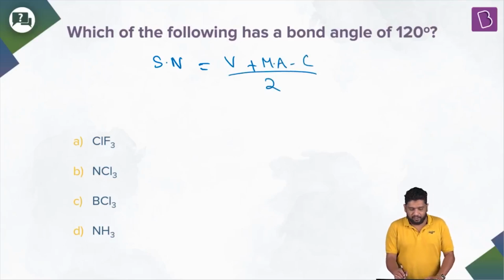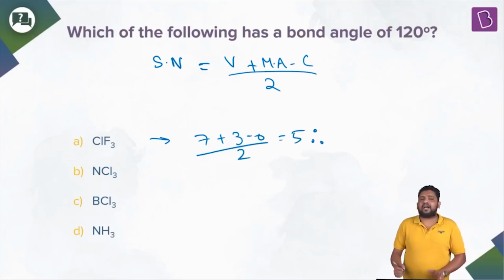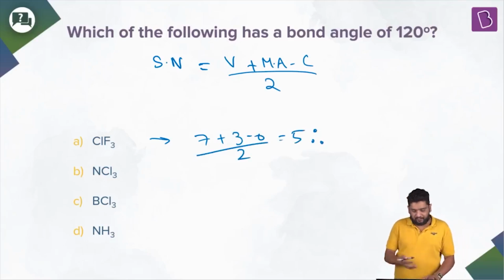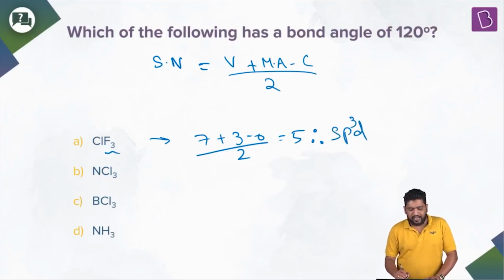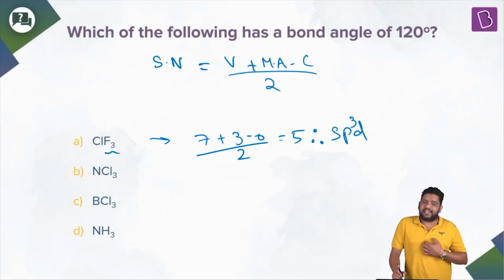This is the formula. So if I'm looking at the first one, steric number will turn out to be 7 plus 3 minus 0 divided by 2, which is equal to 5, which means 5 overall electron clouds are there. Of course, out of that 2 will be lone pair, 3 sigma bonds will be there with the 3 fluorine atoms. So this is an sp3d hybridization, and the bond angle, of course, 2 lone pairs are there in sp3d.